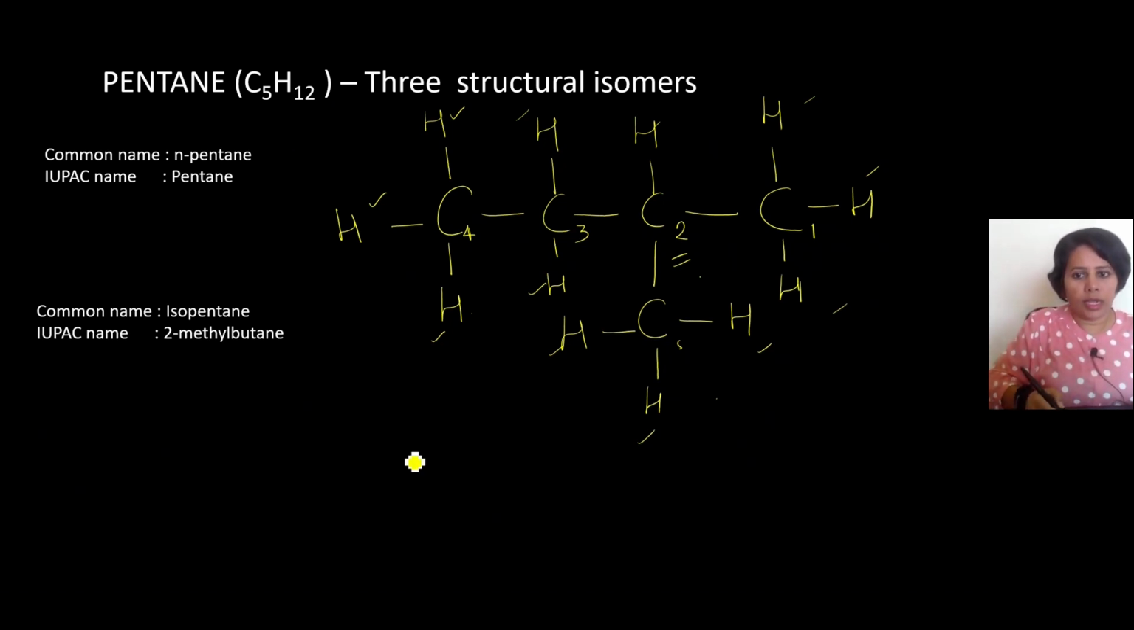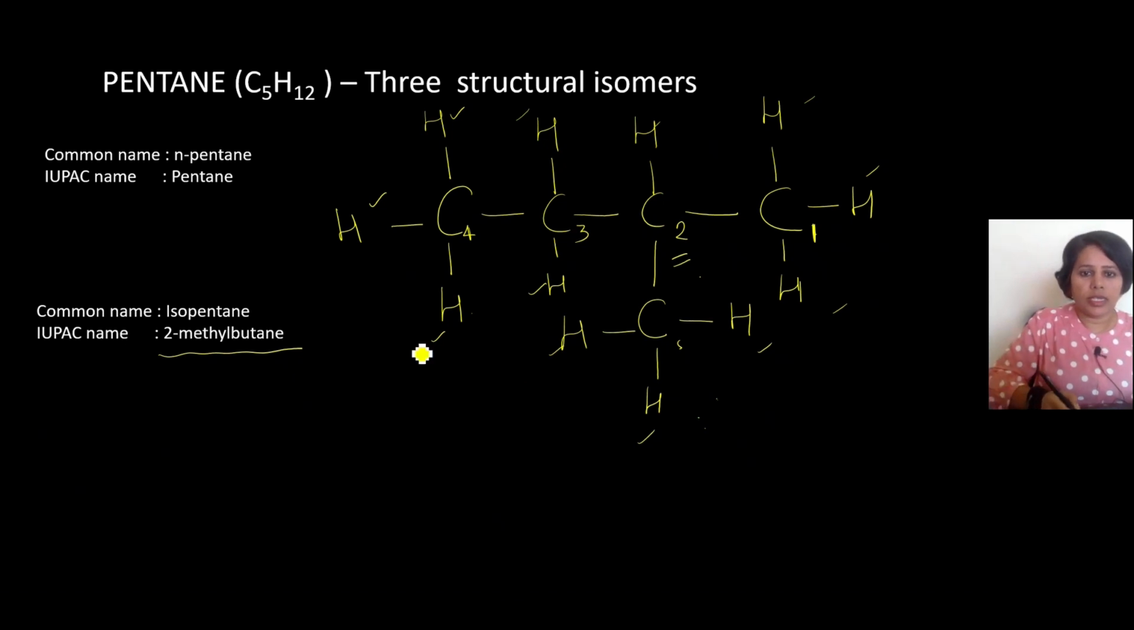In pentane and isopentane, only one branching is there. That is why we are calling it isopentane. And for the IUPAC name, the branching should get the lowest number, so we are counting the carbon from the right side. The IUPAC name will be 2-methyl butane because the longest carbon chain is 4 here and the branching is on the second carbon, methyl group on the second. So the name is 2-methyl butane.